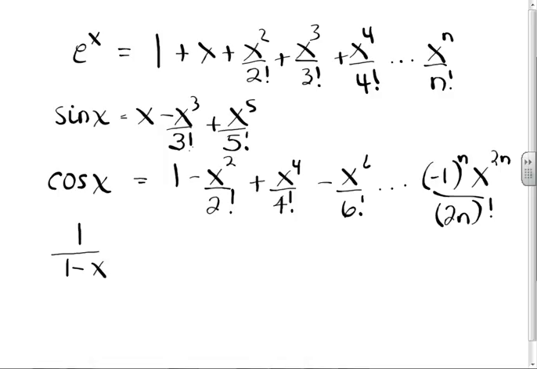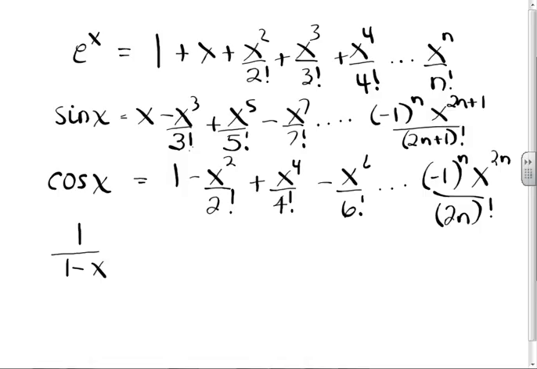Sine and cosine are alternating series. E to the x, if we were to add these together and they weren't alternating series, you get e to the x. Okay, minus x to the 7th over 7 factorial. Negative 1 to the n. X to the what? 2n plus 1, assuming I'm starting at 0. 2n plus 1 factorial. And you could integrate these.